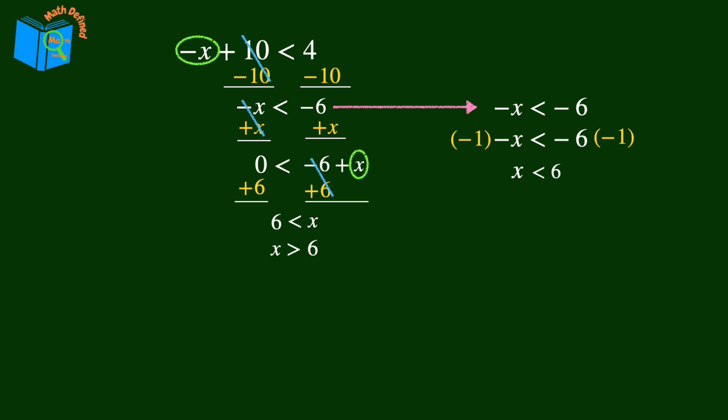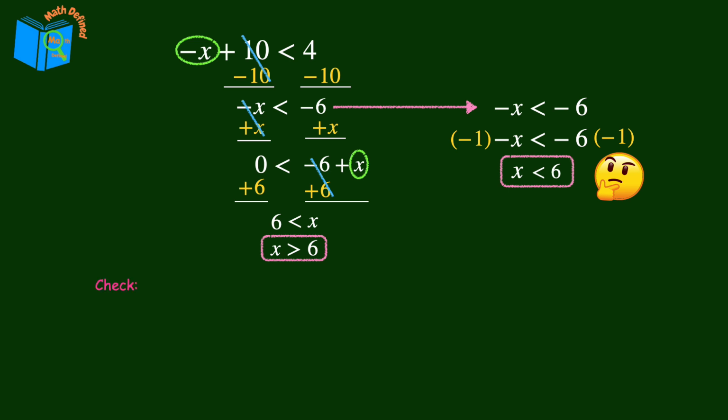Let's compare our two solutions. Using addition, we have x is greater than 6. But using multiplication, we have x is less than 6. This doesn't make sense. How do we know which solution will make the inequality true?